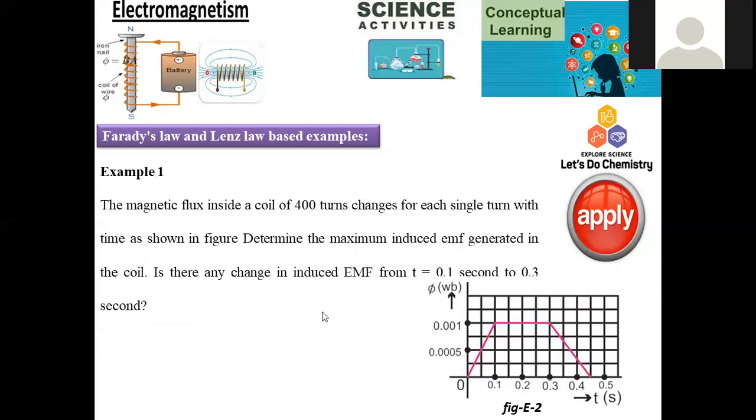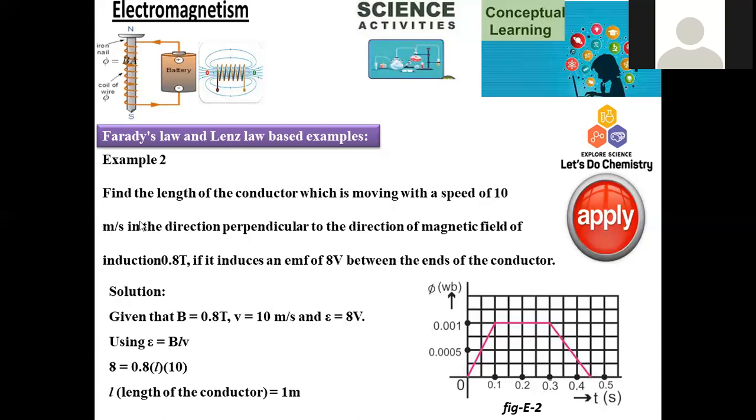So here EMF will become 0 volts. The correct answer for example number 1 will be induced EMF will become 0 for the condition 0.1 to 0.3 seconds of time duration in this diagram. Move on to the second example.